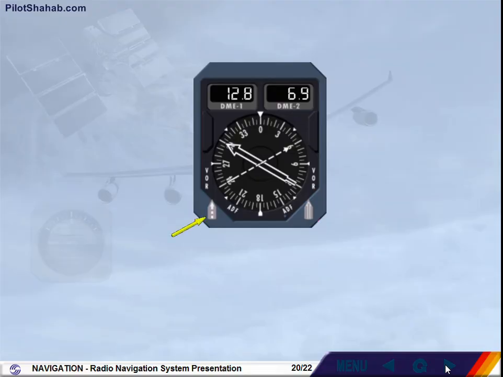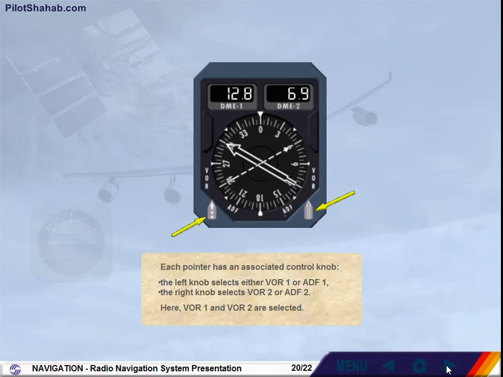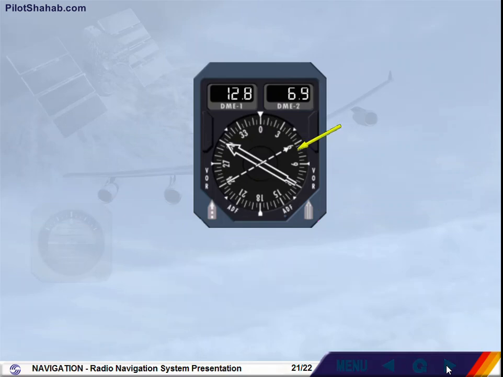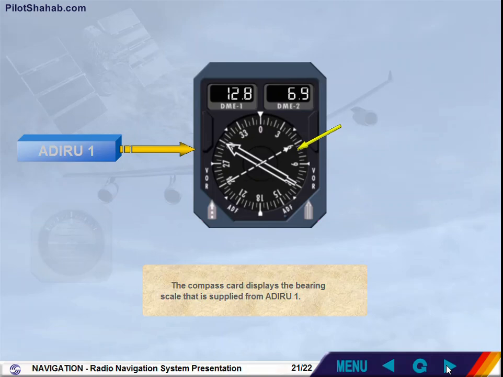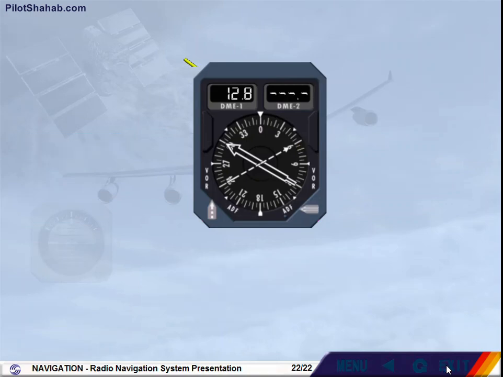The left knob selects either VOR1 or ADF1. The right knob selects VOR2 or ADF2. Here, VOR1 and VOR2 are selected. The compass card displays the bearing scale that is supplied from ADRU1. The counters indicate the DME distance. However, the window will only display dashes if an ADF is selected. Here, ADF2 is selected.